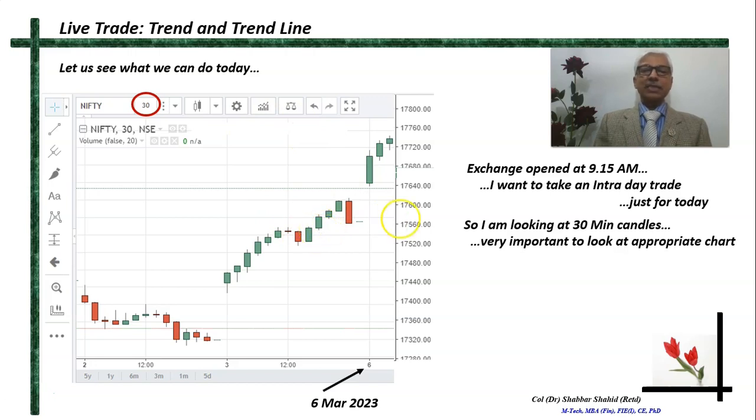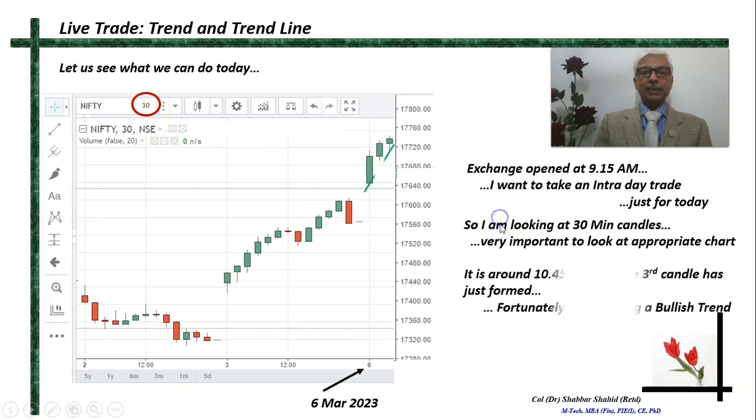And similarly, if my time horizon is for 1 month, then I can't be looking at a 30-minute chart. Then probably I may have to look at a daily chart. So please remember that. And now it is 10:45 a.m.